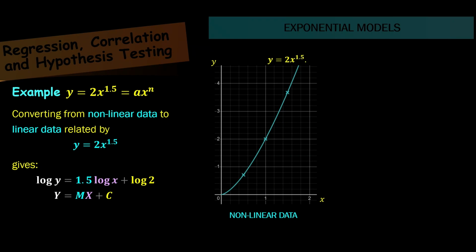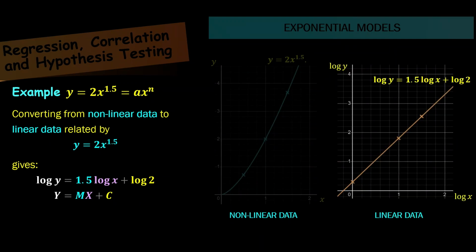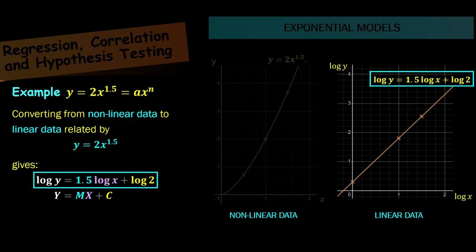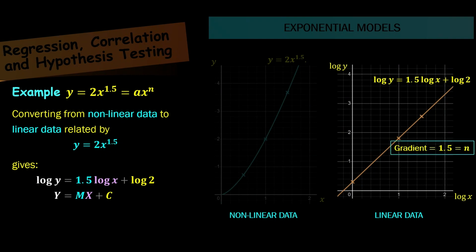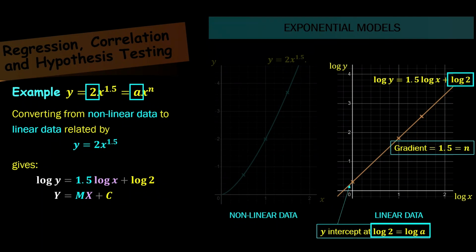Here's a sketch of y equals 2x to the power 1.5. Clearly, this is nonlinear data. If we now use the form log y equals 1.5 times log x plus log 2, we get linear data. We've plotted log y against log x. In this equation, the gradient is n, which is equal to 1.5. And the y-intercept is at log 2, which equals log a.